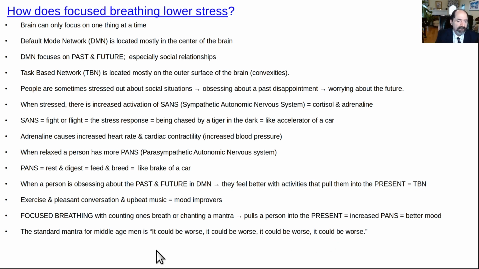So the standard mantra for middle-aged men is typically something like, it could be worse, it could be worse, it could be worse.